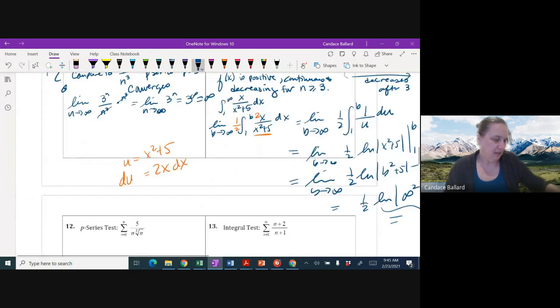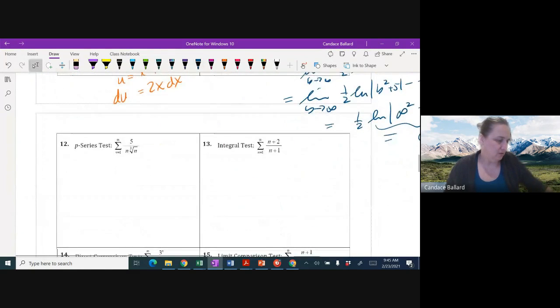Let's take a look at this one right here. That one should go fast, right? Because it's a p-series. That's our favorite one, isn't it?